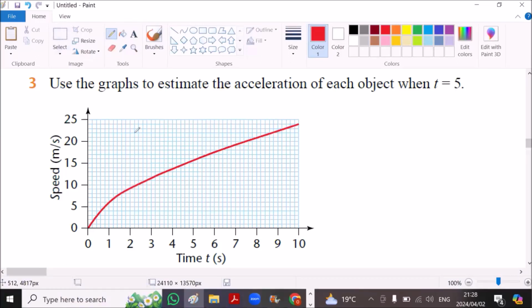Okay, let's look at this question. Use the graphs to estimate the acceleration of an object when t is equal to 5.